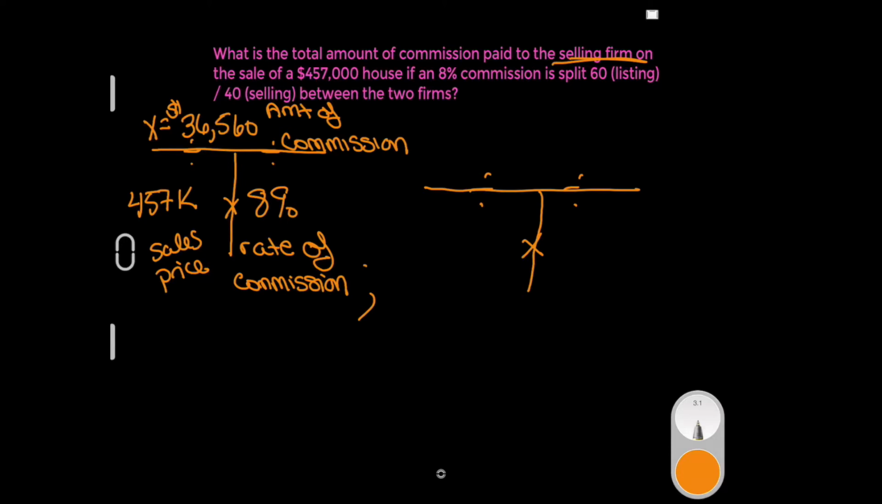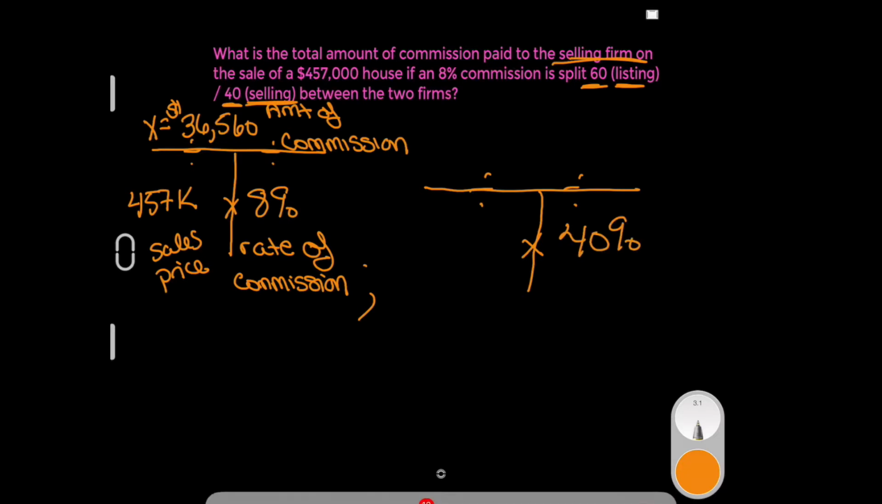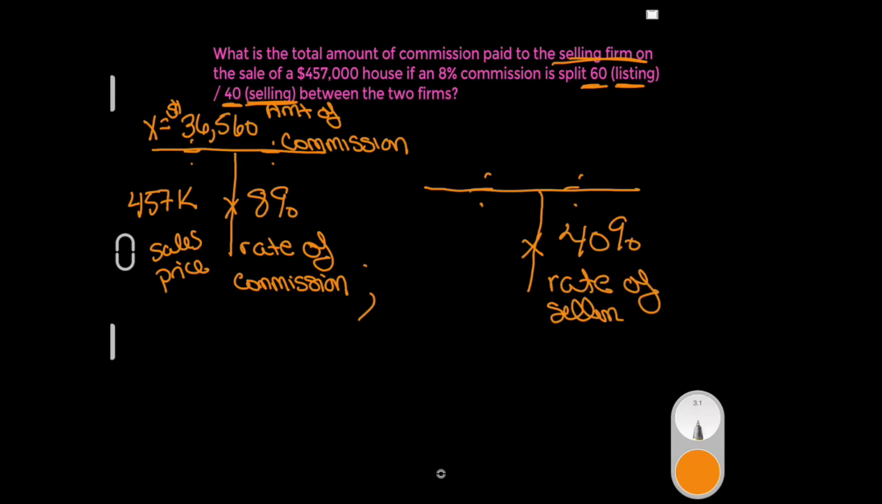Now we've got 2 more rates in this problem. We've got the 60%, which is going to the listing agent or the listing firm, and we've got the 40% going to the selling firm. And since we know we're looking for what the selling firm is going to make, we're going to go ahead and put 40% here, because that is our rate of selling commission. And that means up top I'm going to put amount of selling commission.